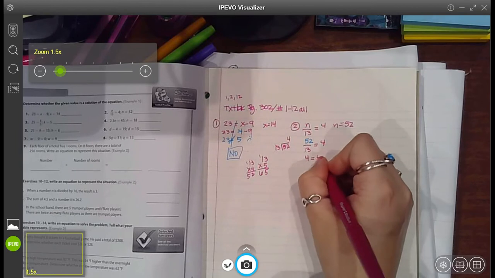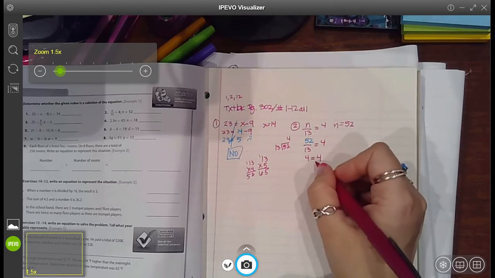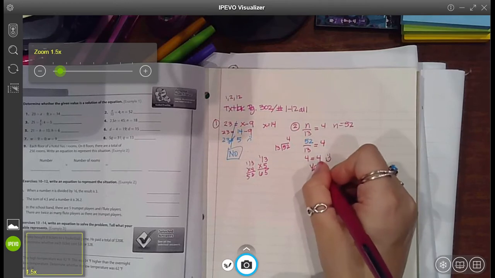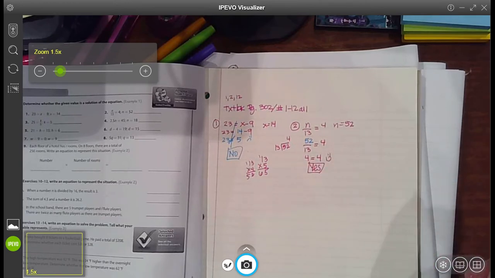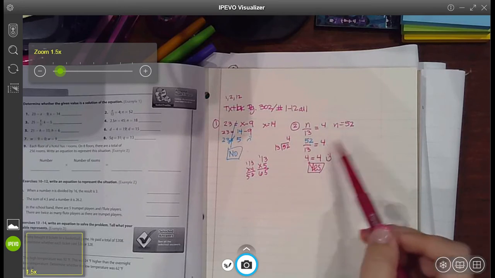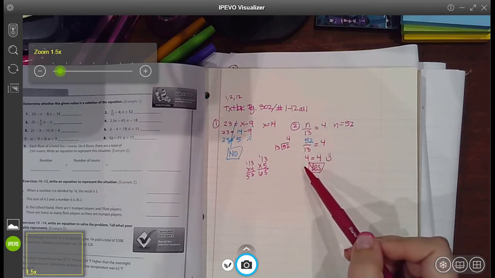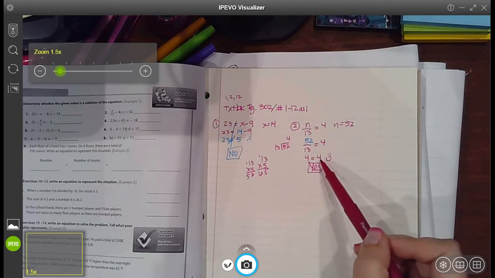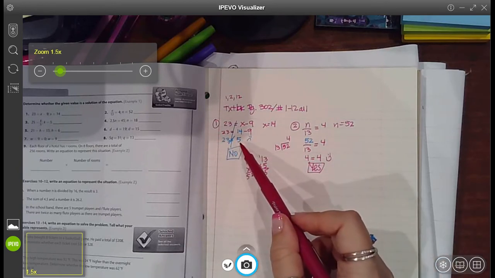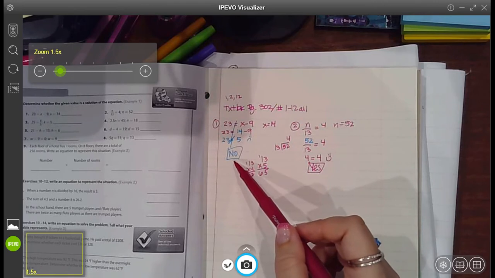Bring down your equals and your 4. Is that a true statement? Yes, which means 52 is the correct answer. So yes, that is a solution. Okay, and that's how you do the top section. Please write the equation, substitute in, simplify it, and show that you either end with the true statement to get yes, it is a solution, or that it ends in an untrue statement, and that's why it's not a solution.